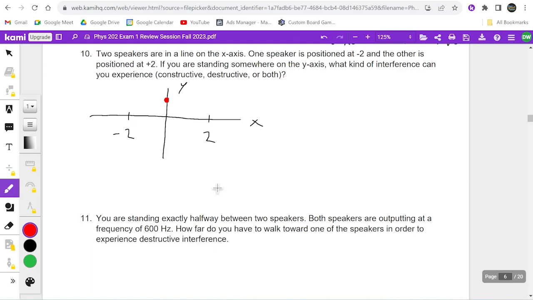And of course, think about the equation. The equation is absolute value of d1 minus d2 equals m lambda. I'll give you 30 seconds to think about it. Okay, time's up. Does anyone have an answer? Constructive, destructive, or both?